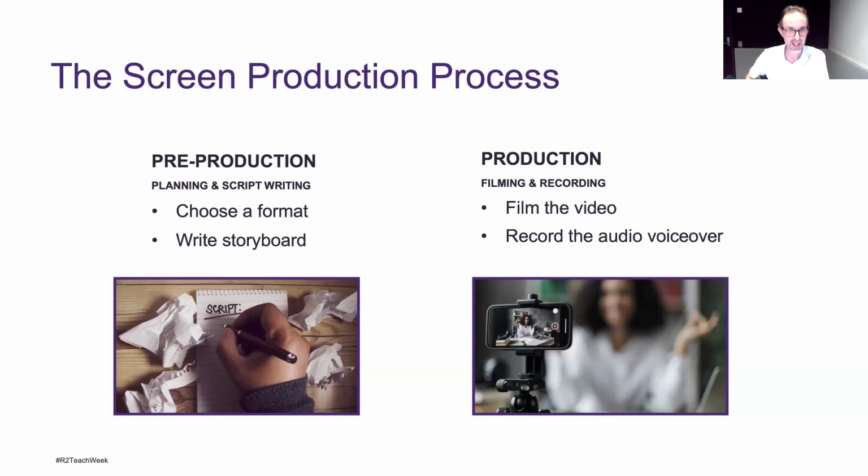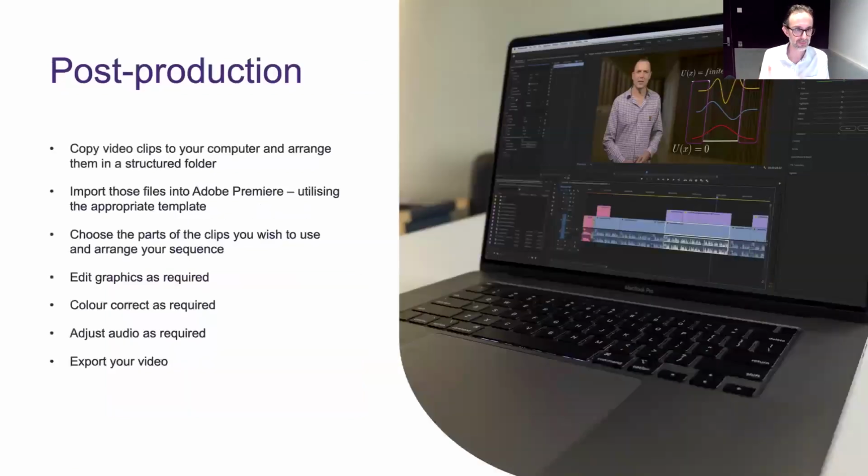And then, of course, there's today, which we're going to focus on: the post-production. So this is essentially copying your clips to your computer and getting them in a structured folder, importing them into Adobe Premiere and using the correct UQ template. Choose the bits of the clips that you want to use when you're arranging them into your sequence for editing. Edit any graphics required, do any color correction required, adjust the audio, and of course, export it out. So that's what we're talking about when we say pre-production, production, and post-production.